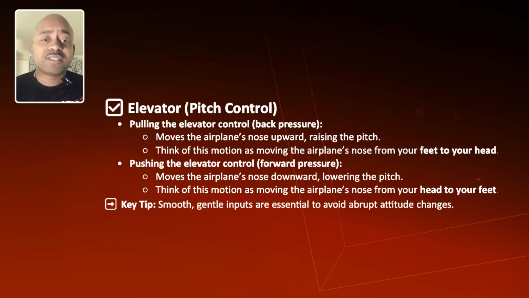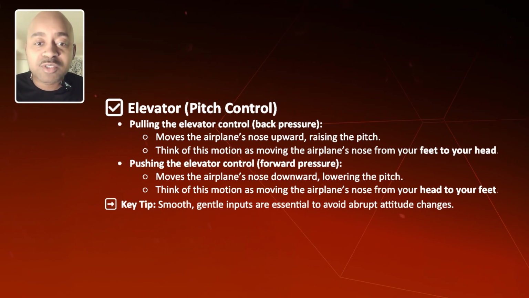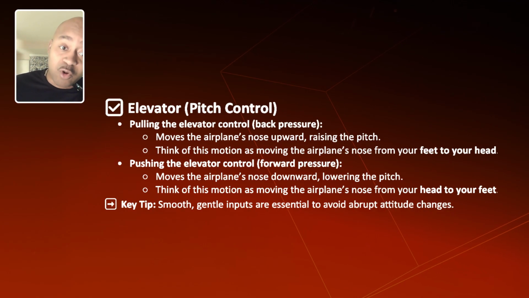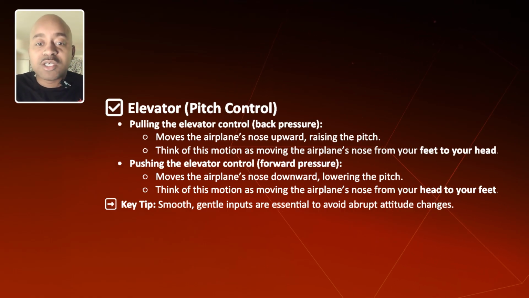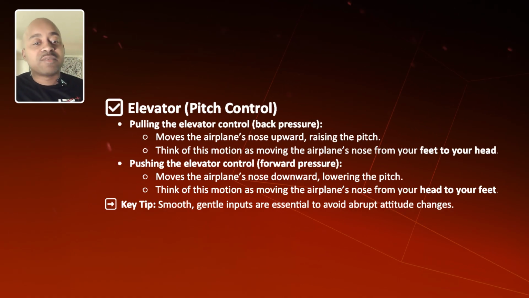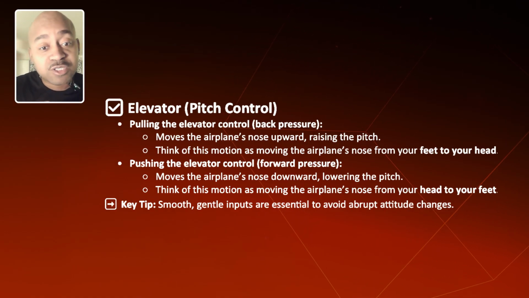So now your elevator, your pitch control: pulling on the elevator control produces back pressure. This moves the airplane nose upwards, raising the pitch. Think of this motion as moving the airplane's nose from your feet to your head. Pushing the elevator control forward moves the airplane's nose downward, lowering the pitch. This is like moving the airplane's nose from your head to your feet. The key tip is to be smooth with control inputs, and that's essential to avoid any abrupt attitude changes. You gotta be real smooth with it.